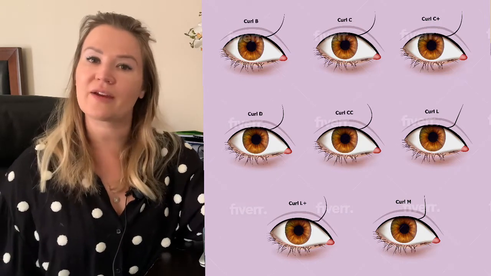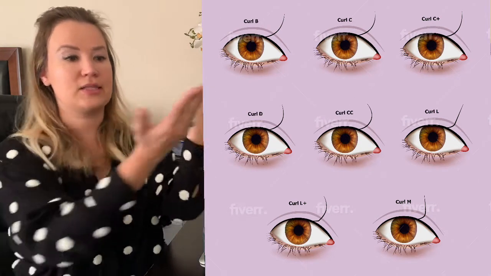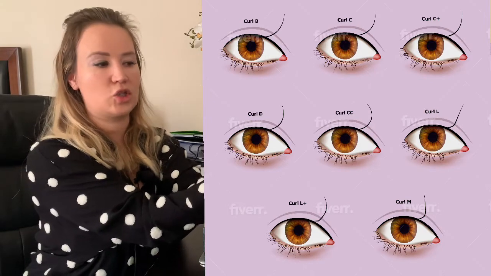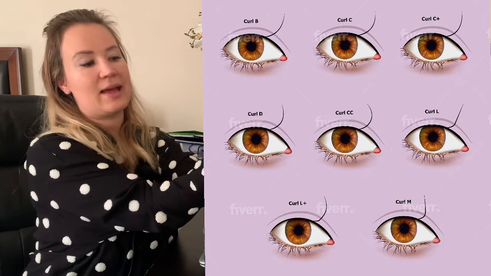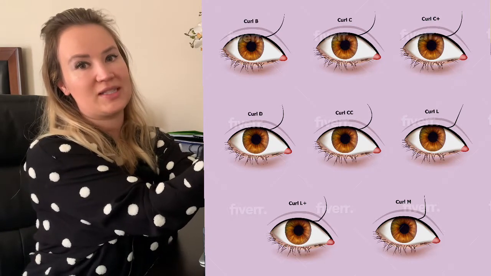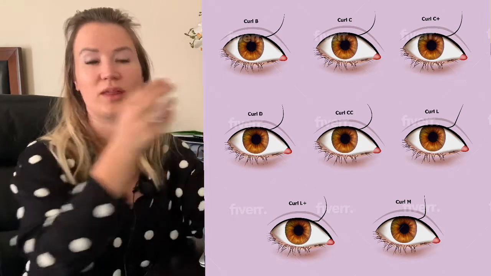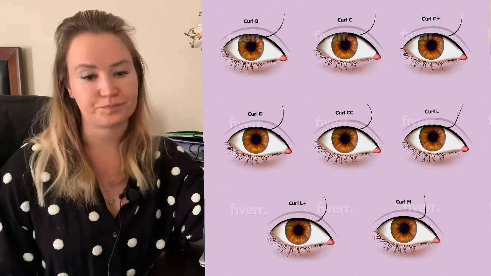This isn't going to affect clients that have curlier natural lashes, because since their natural lash is curly and the D curl is curlier also, they're going to have a fairly good surface area. But for those clients that have flat lashes or downward facing lashes, they could potentially have problems with lash retention. Not necessarily, but they could.